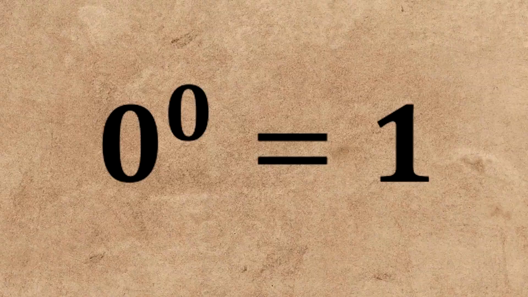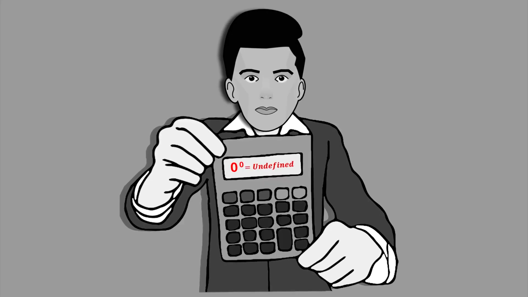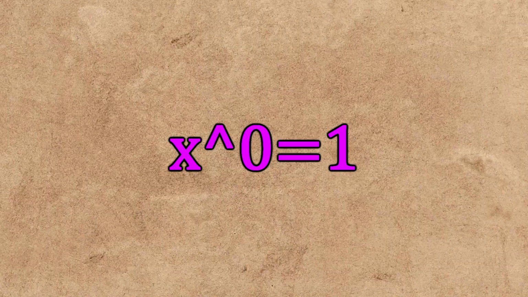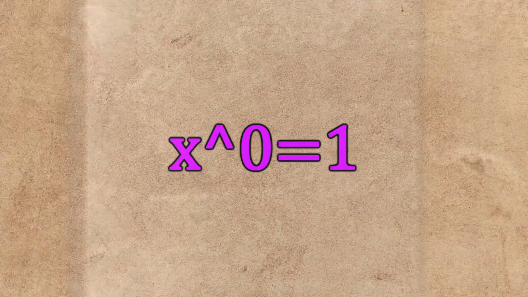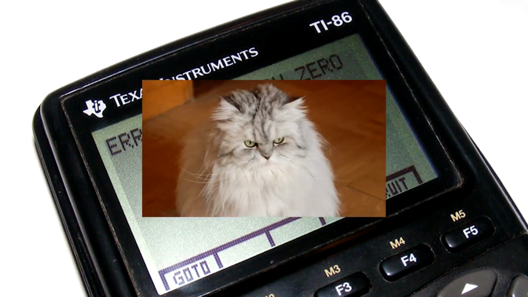Last but not least, we have 0 to the power of 0 equals 1. I mean, my old calculator is telling me it's undefined, so who should I trust? Some people think a number to the power of 0 always equals 1 because it is divided by itself, but then 0 can't be divided by 0. So what's going on here?